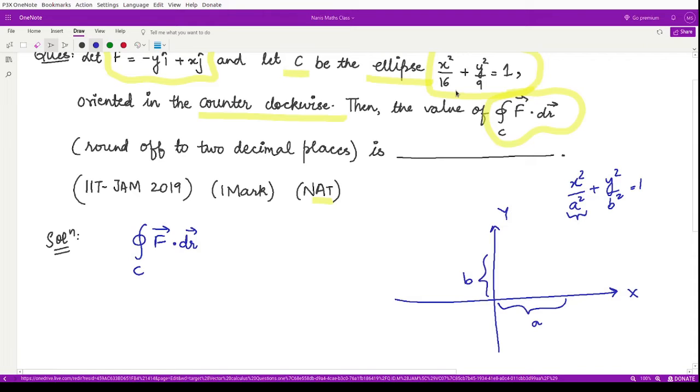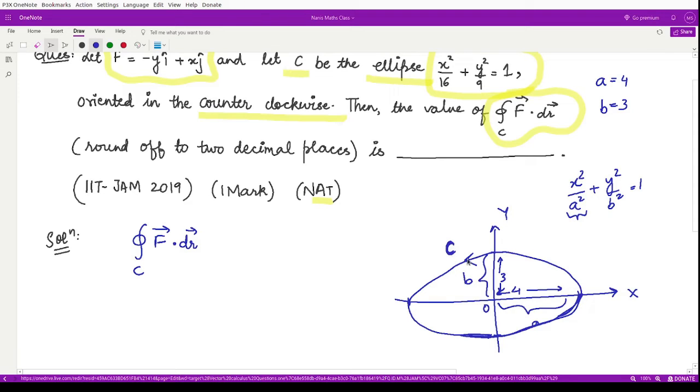So here in our case, what is a? A here is 4 and b here is 3. So we have a distance of 4 here and a distance of 3 here from the origin. So that means your ellipse will pass through these 4 points and will look something like this, right? It would be more continuous and smooth, right? So this is our ellipse, and we are to traverse it in the anti-clockwise direction. So this is the direction.